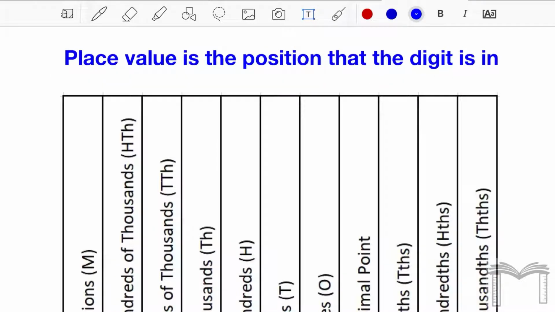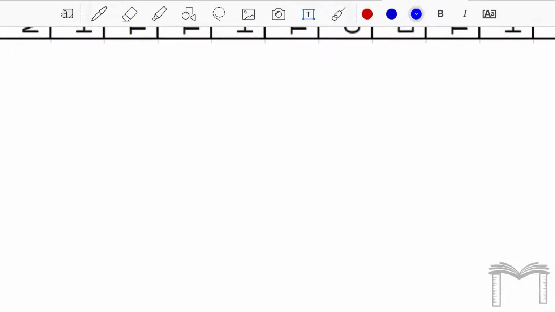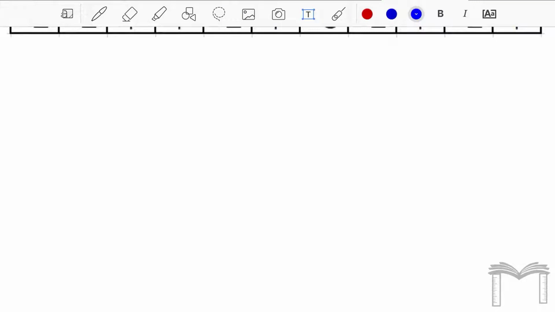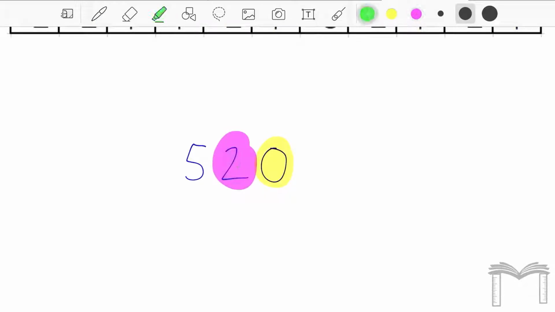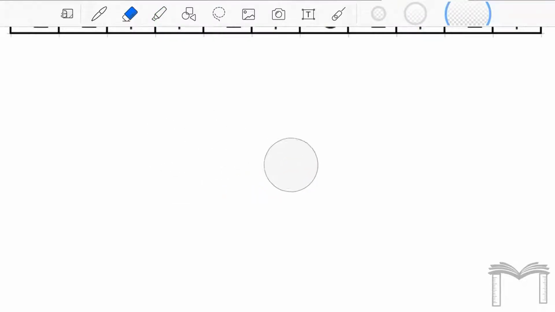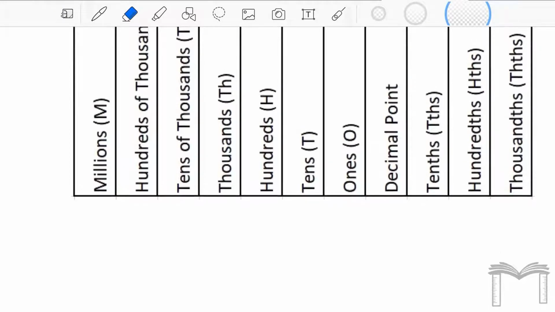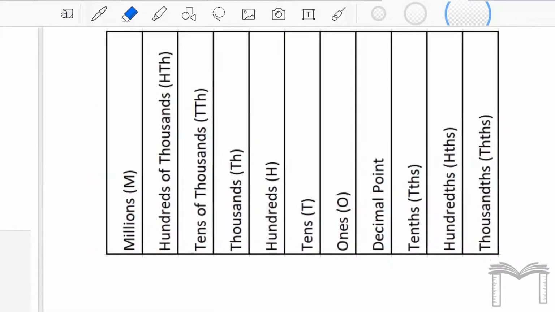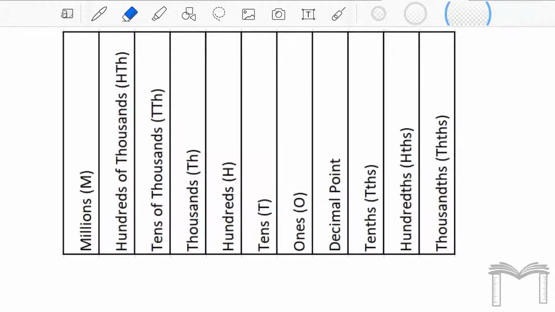Place value is the position that a digit is in. So for every number, the digits will be in a unique place. So if we have the number 520, each digit will have a unique placement or a unique position. Here above, we have the names of the different positions.